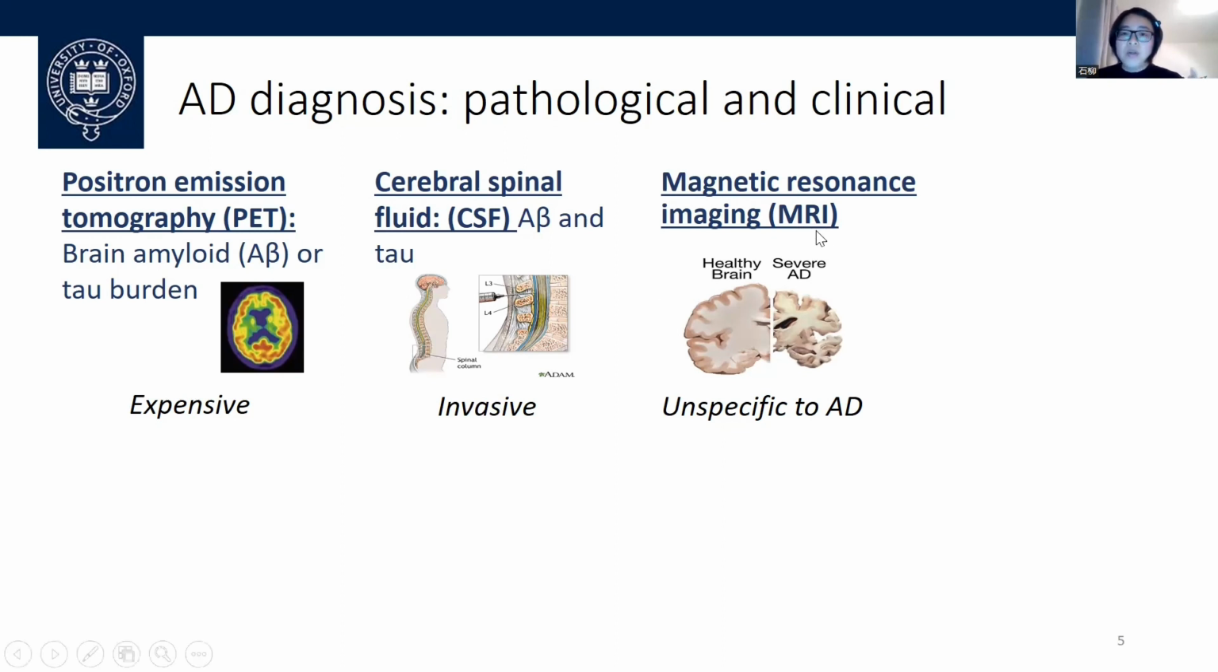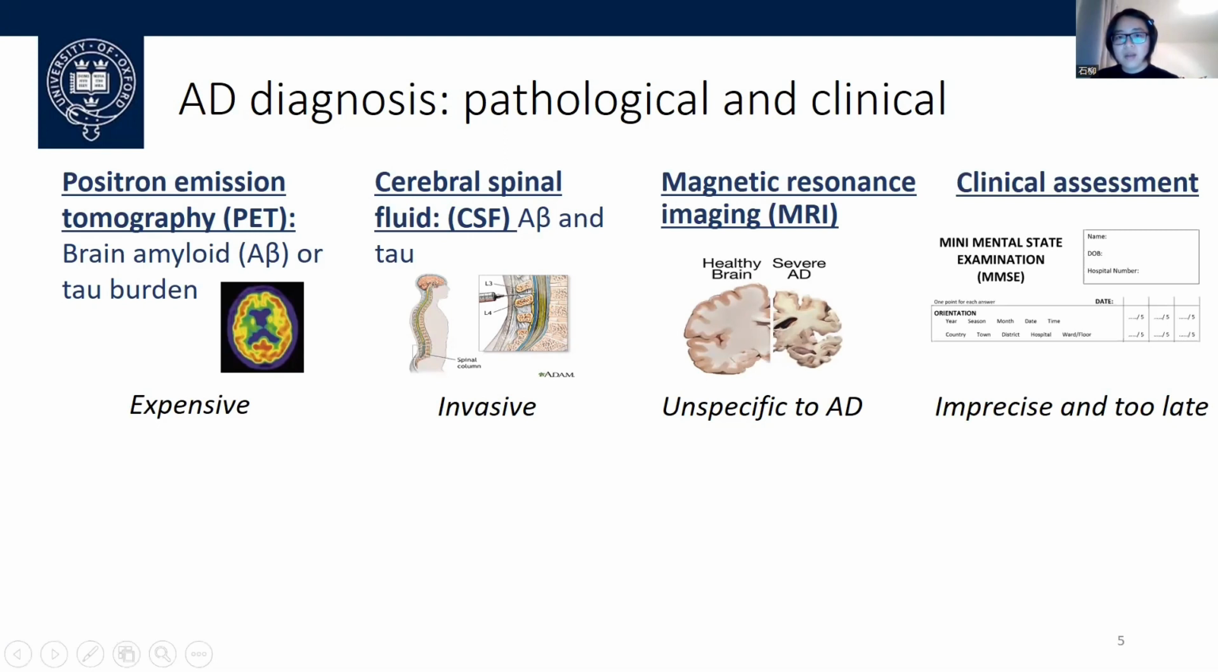Thirdly, we could use MRI to measure whether there is brain neurodegeneration. As you can see, the left is a healthy brain and the right is an AD brain. MRI is good, but it cannot be specific to Alzheimer's disease because it also happens in other neurodegenerative diseases. From a clinical point of view, doctors often use clinical assessments, for example MMSE, to diagnose patients. However, this diagnosis is not precise and is often too late.